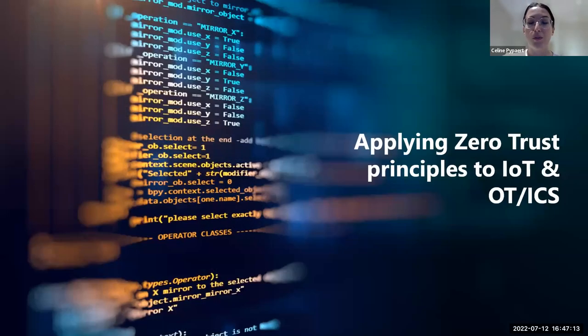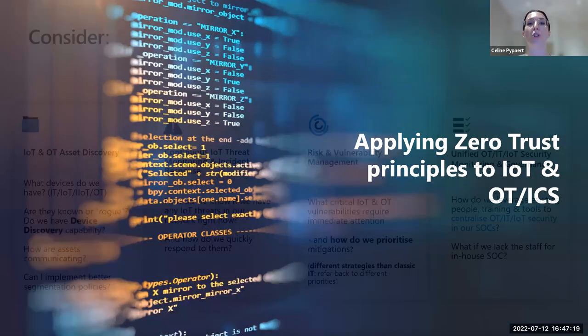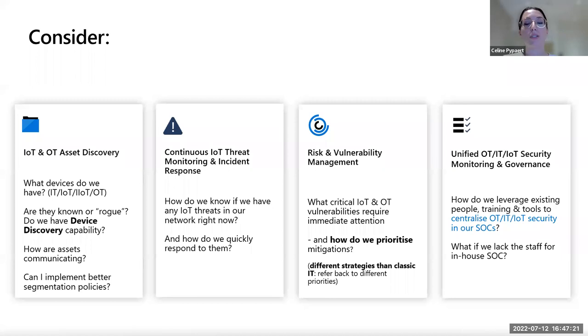And so now just the final part then, how do we put the two together? Because Zero Trust was traditionally more about IT. Are there any differences and how can you apply it in OT, maybe a bit more specifically? So top of mind things to consider are, what devices do we have, in terms of IT, IoT, operational technology? Are they all known? Do you have a way to detect rogue devices?